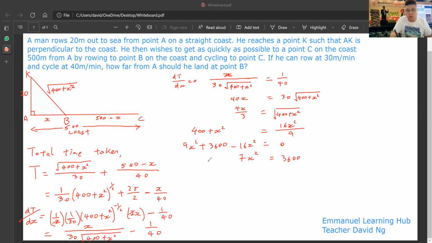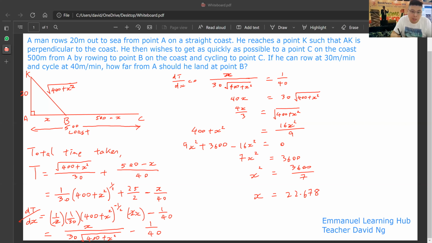This one I bring over. 16 minus 9 is 7. 7 equal to 3600 over x squared. x would be the square root, you have 22.67. Okay, this is your x. So this is how far A should be.